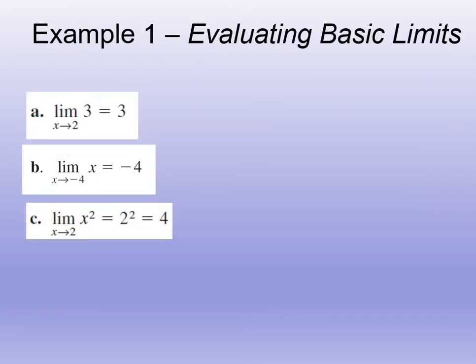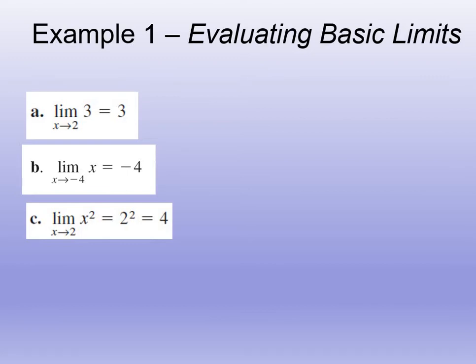Here's evaluating the three basic ones that we just went through. The limit of 3 as x approaches 2 is 3. There's no substitution in there. It's whatever that function is. If it's 3, if it's 10, if it's 20, that would be what the limit is, because it's just a horizontal line that goes on forever.